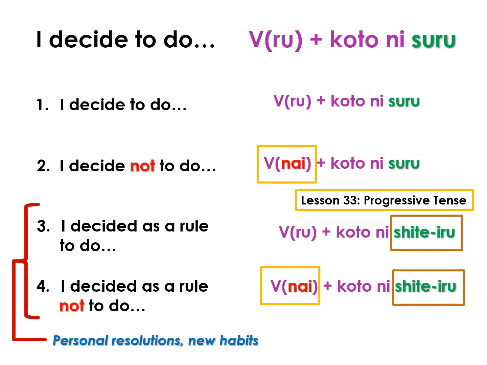Numbers 3 and 4, deciding to do things as a rule, express personal resolutions, forming new habits or change in routines, deciding to do or not to do something on a continuous basis.